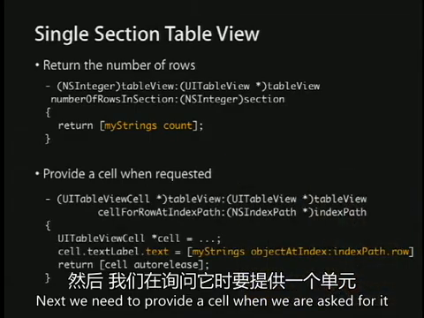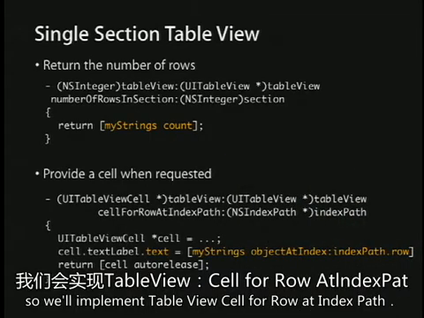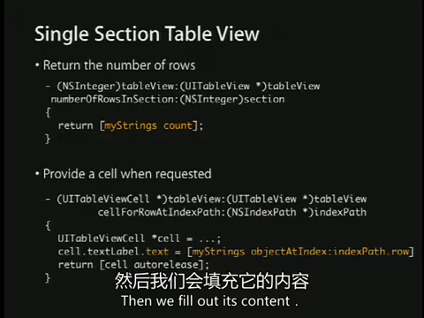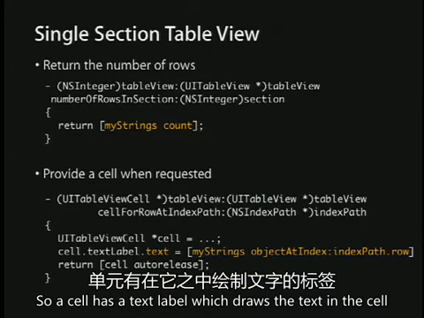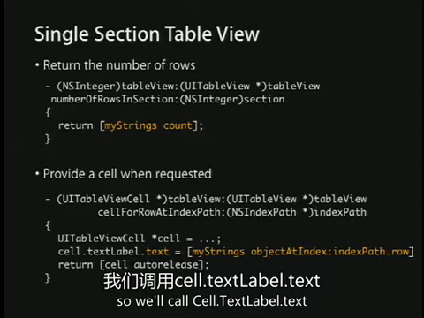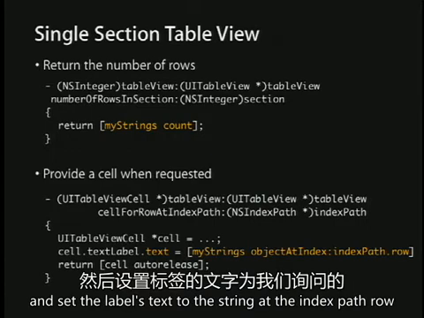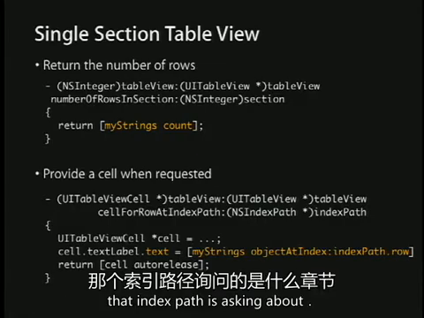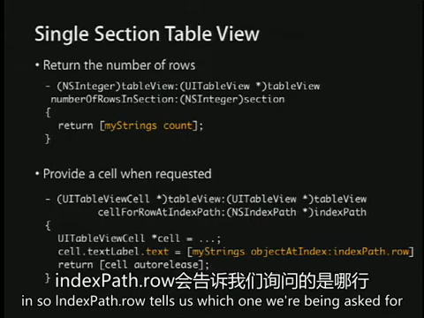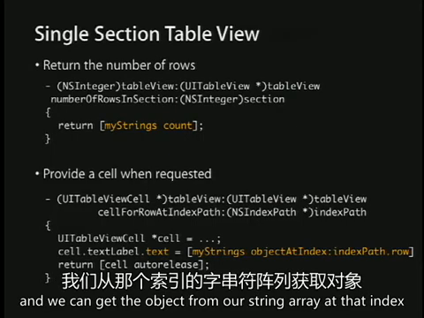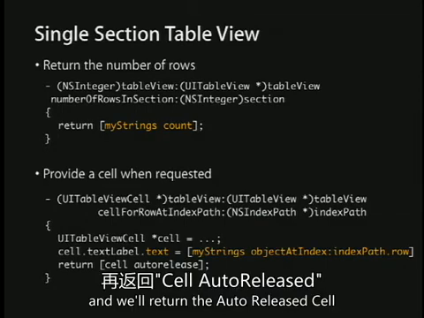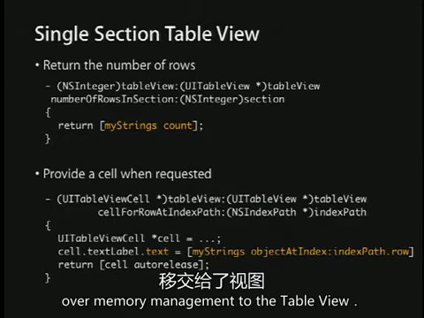Next, we need to provide a cell when we're asked for it. So we'll implement tableView:cellForRowAtIndexPath:. The first thing we have to do is get a cell, and we'll look a little more closely at that in just a second. Then we fill out its content. A cell has a text label, which draws the text in the cell. So we'll call cell.textLabel.text and set the label's text to the string at the index path row that we're being asked about. There's only one section, so we don't have to check what section that index path is asking about. We really only care about what row it's in. So indexPath.row tells us which one we're being asked for, and we can get the object from our string array at that index and set it to the text label's text. And we'll return the autoreleased cell so that we basically turn over memory management to the table view.